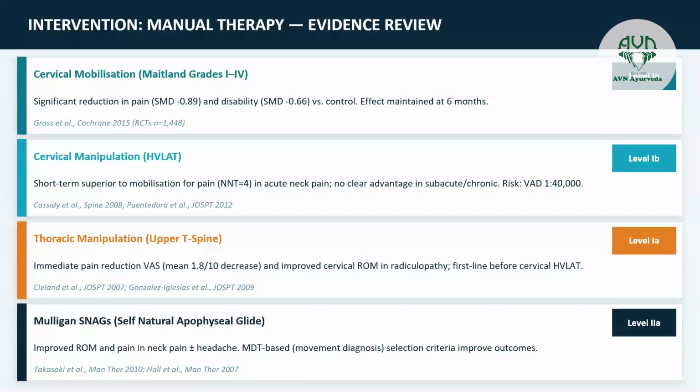And again, thoracic manipulation, that is level 1, we can give from the first day itself, or along with the cervical manipulation, we can go for thoracic manipulation, which has given an immediate pain reduction and improved cervical range of motion. As a supporting structure, we'll also address any guarding or stiffness. We have to address the adjacent joint as well. And later is Mulligan's SNAG technique, again a self-natural upper facet glide. The glide we are giving, again, we can combine with mobilization, so that it gives a better outcome.